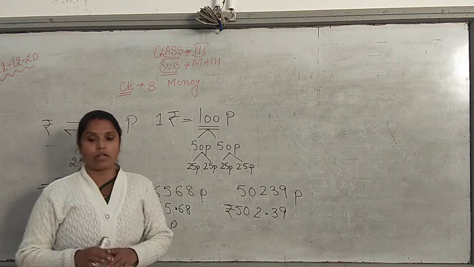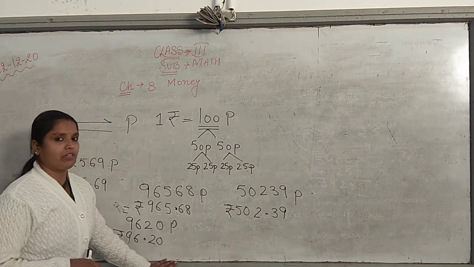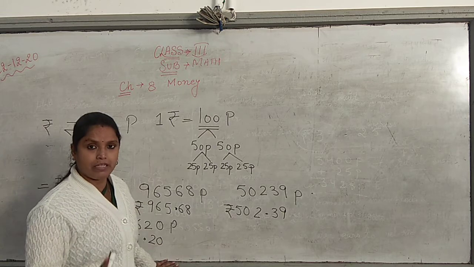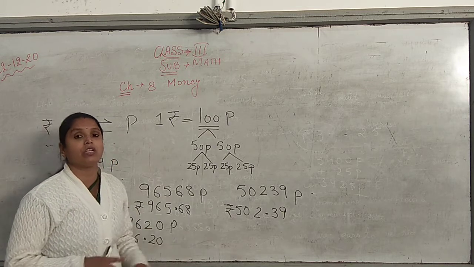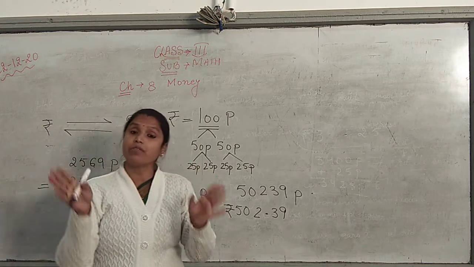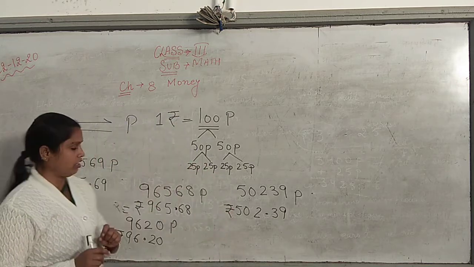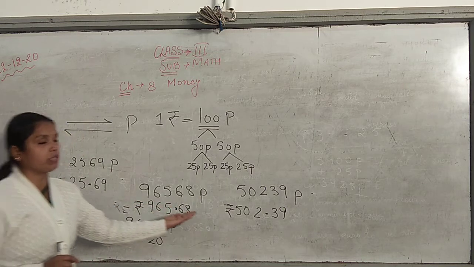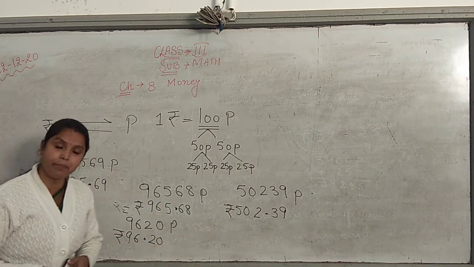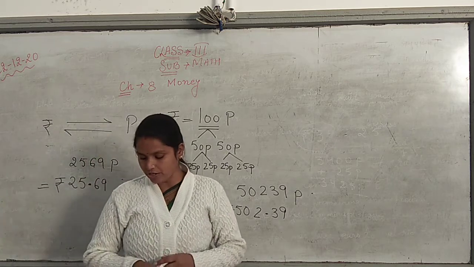Now let us do question number 3. Let's revise, children, what we have done. We have changed rupees into paise, paise into rupees. When we were changing rupees and paise into paise, we were removing the dot. When we are changing paise into rupees and paise, we are putting the dot. Where we are putting? We are putting from the right hand side. Okay? Hope, children, it will be clear to you. Now, stepping ahead, question number 3.